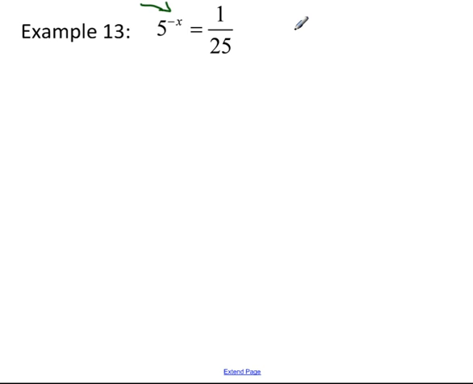Oh man, this is scary. We've got a negative in our exponent here, and we've got a number on the bottom of a fraction. Well, let's not get too scared here. Remember, this is 5 squared. And if it's on the bottom of the fraction, that just means it's a negative exponent.